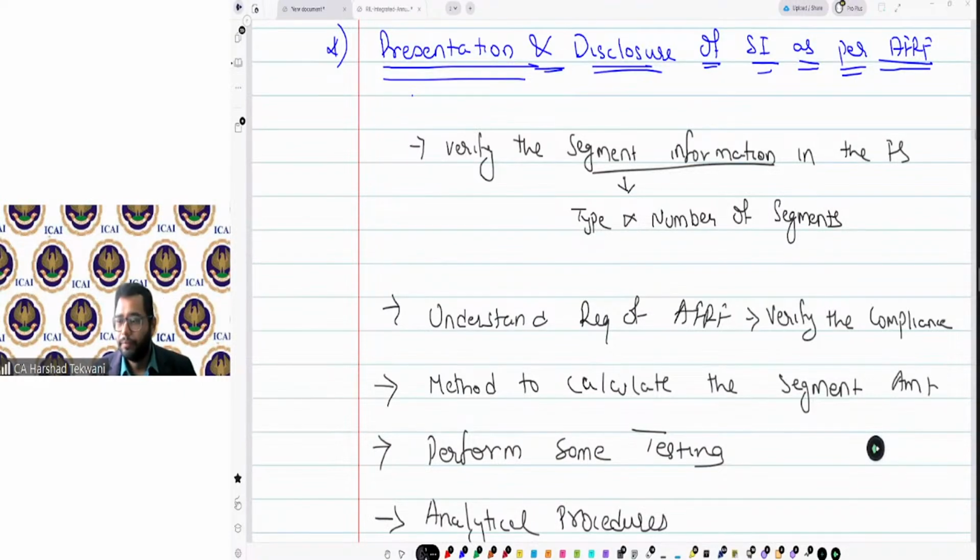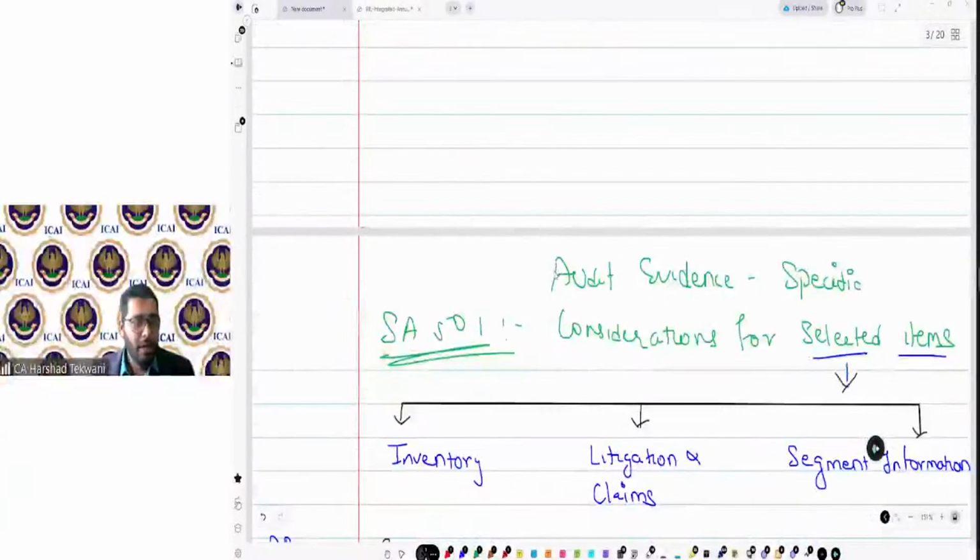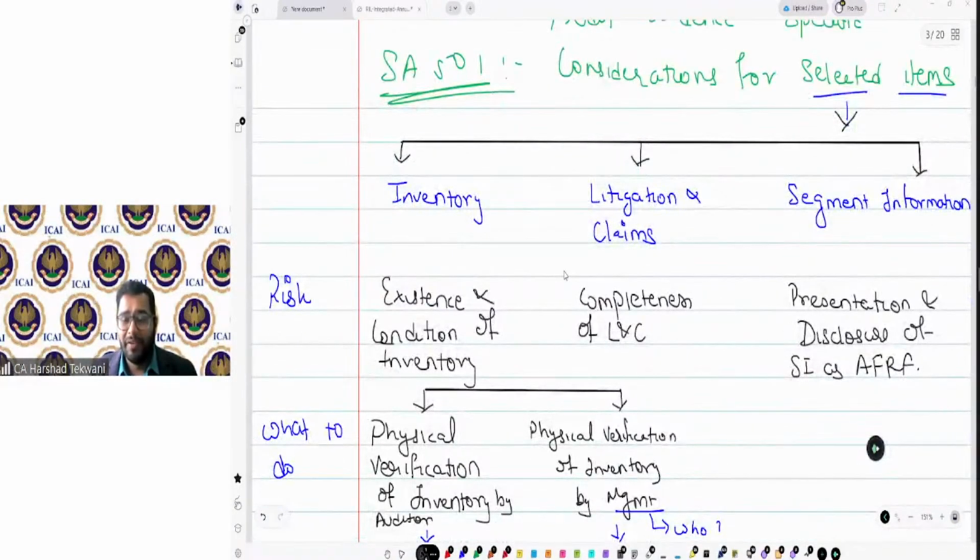Any doubt, guys? And this is the end of SA 501 specific areas. So we covered inventory, we covered litigations and claims, we covered segment information. Selected items had their specific risk, and this is not voluntary. Understand this thing. We need to consider these risks in our audit mandatorily. And if applicable, for example if segment is applicable, we need to make sure the presentation and disclosure of segment information is done.